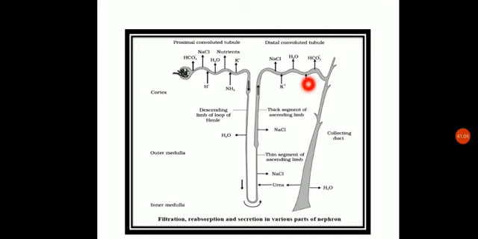Okay, the DCT, the distal convoluted tubule, is responsible mainly for the absorption of water, and sometimes we can say it will be removing the water, mainly under the effect of aldosterone and vasopressin. So aldosterone is responsible for the movement of NaCl, and vasopressin is responsible for the movement of water. The water will be reabsorbed by the effect of vasopressin, and the NaCl will be reabsorbed by the effect of aldosterone.